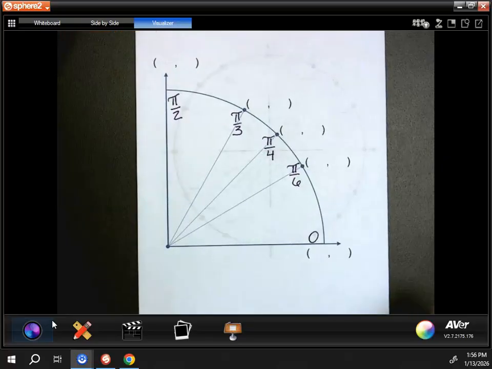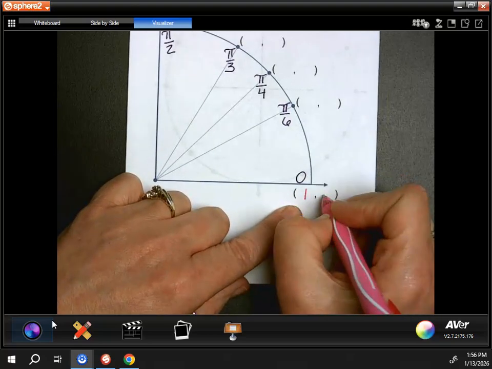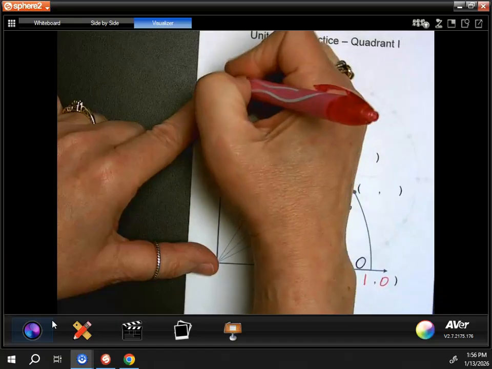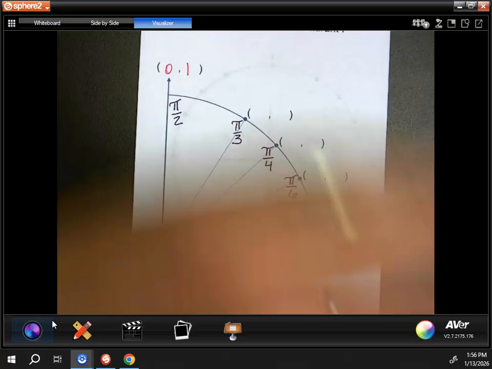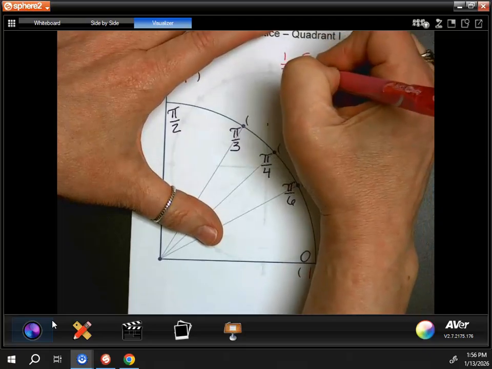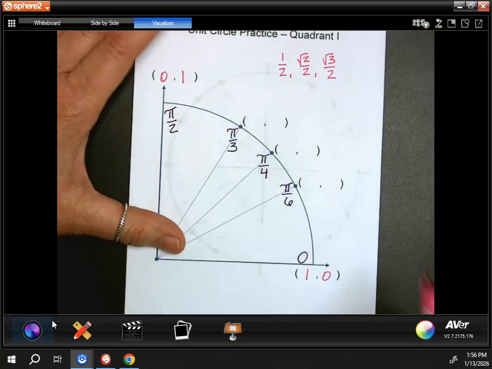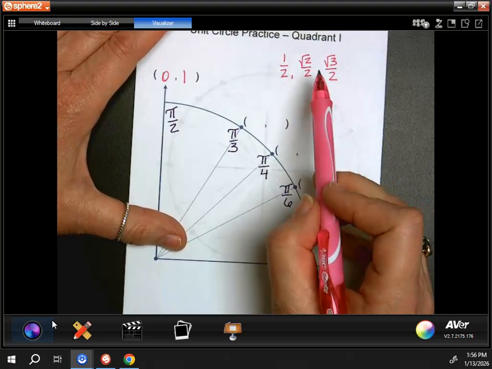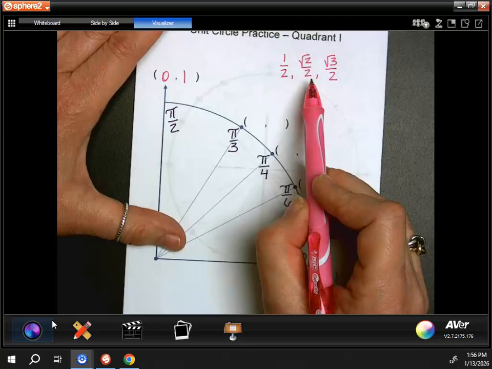Okay. So now we're going to fill in this ordered pair. What is this ordered pair right here? 1, 0. Very good. And this one is 0, 1. There are no 2's. All right. So then the other ordered pairs, there's 3 numbers total that we're going to use. 1/2, square root of 2 over 2, and square root of 3 over 2. Now, one of these 3 numbers goes with an angle where it's the same number as the x and the y value. Which one of these 3 numbers would that be? The middle one, right? And which angle does it go with?